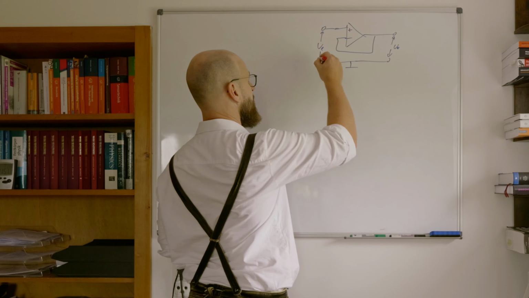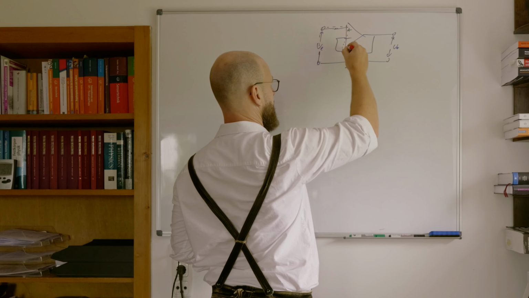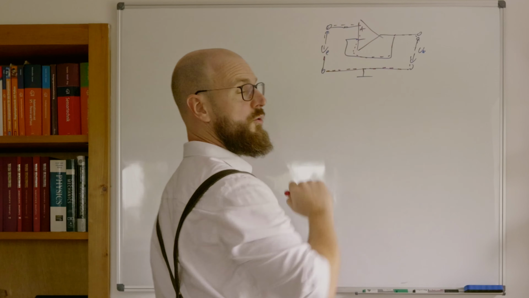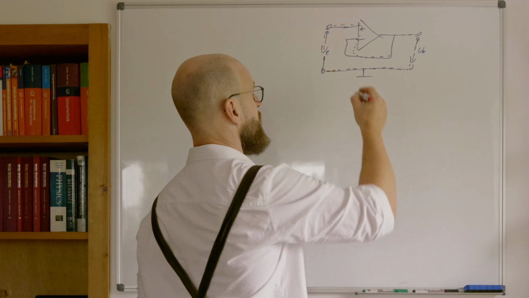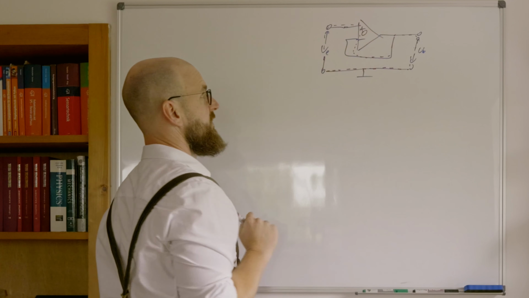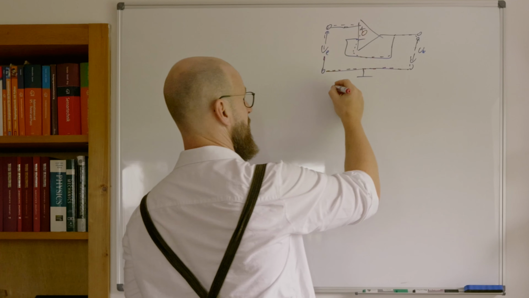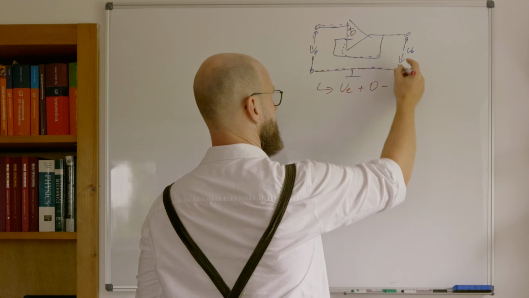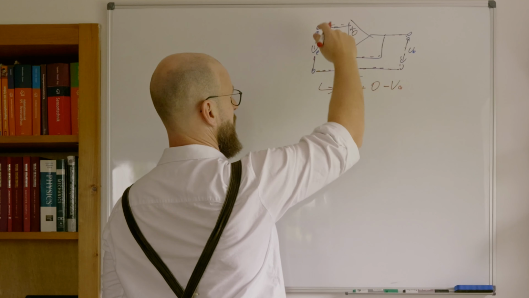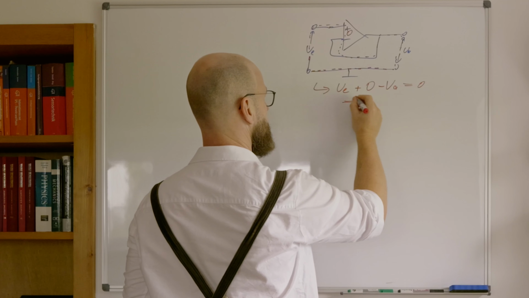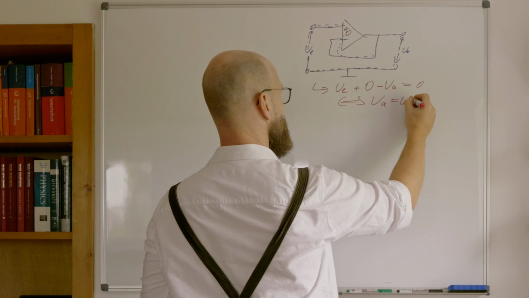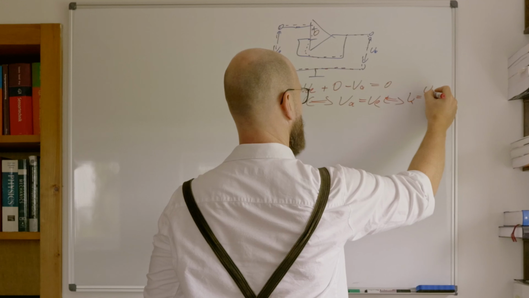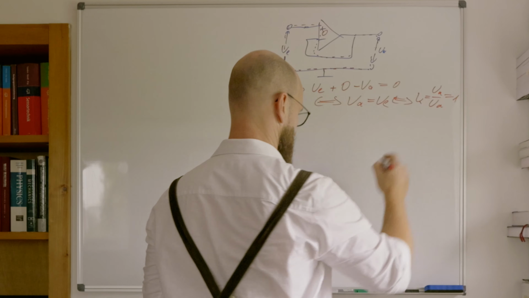Thinking of the last part, we build up a mesh like this. We know we are recoupled. We have a feedback loop. We know that the voltage over here has to be zero. And so we know UE plus 0 minus UA, that's the whole mesh, equals 0. That means UA equals UE. That means the amplification factor of the whole system is 1.